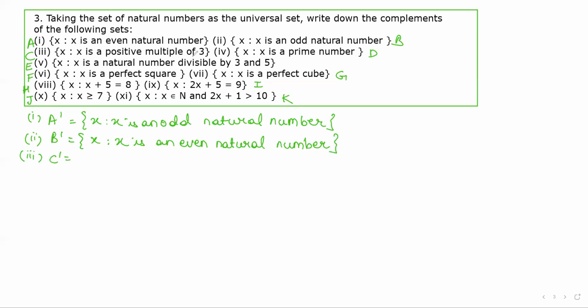X is a positive multiple of 3. So all natural numbers are positive numbers. A multiple of 3, which means your X is any value which is not a multiple of 3. X belongs to a natural number and X is not a multiple of 3.